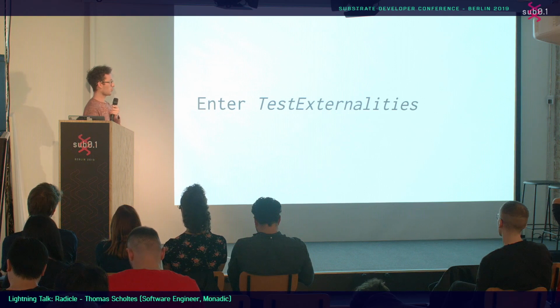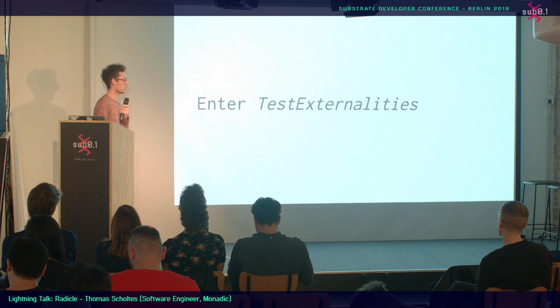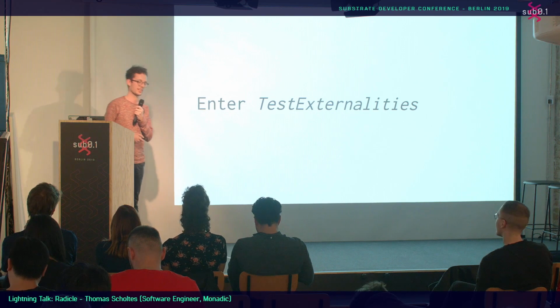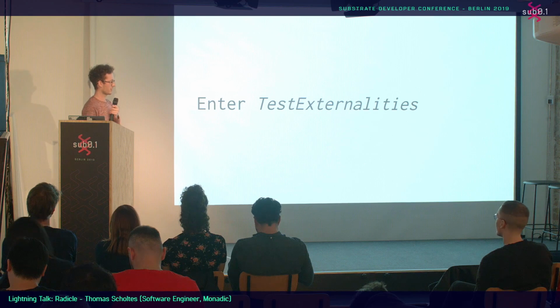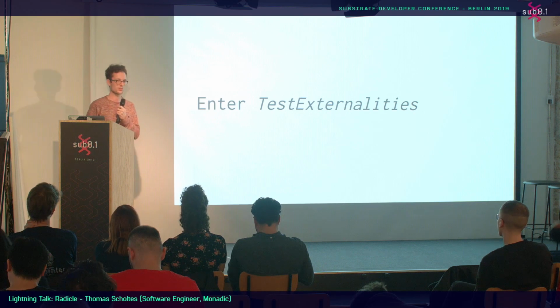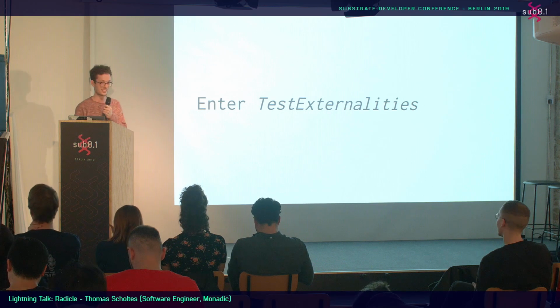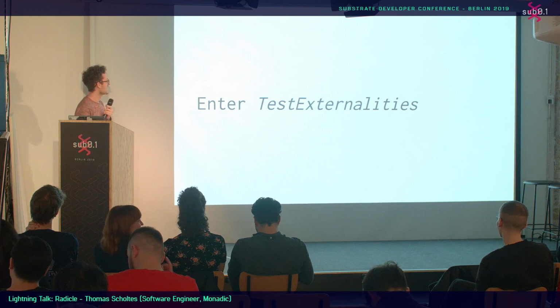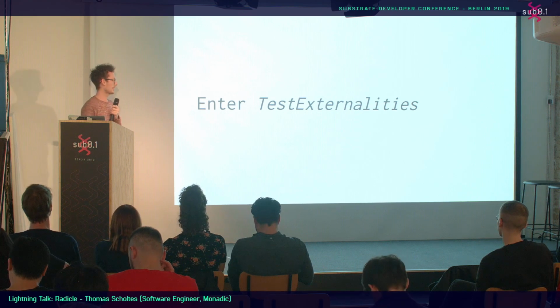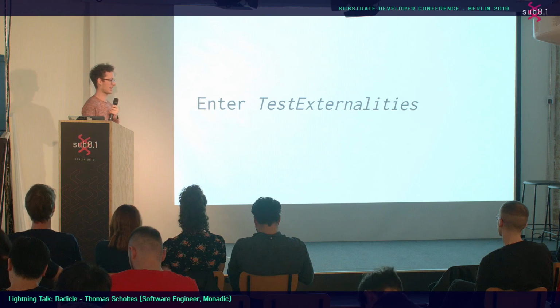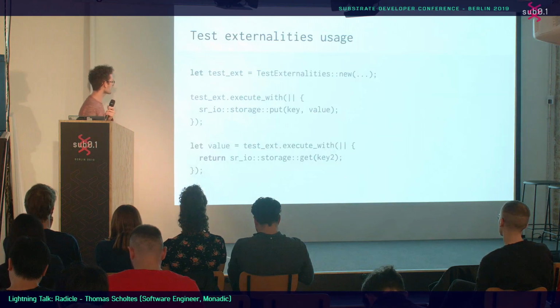And what enables this is a structure called test externalities that you can find, as of 3 weeks ago, in the SRIO module. I think now it's the SPIO module, and I guess it's going to be something else next week. So there you find this struct that has a couple of very nice features. And this struct is actually used in all the tests for the Substrate runtime modules.